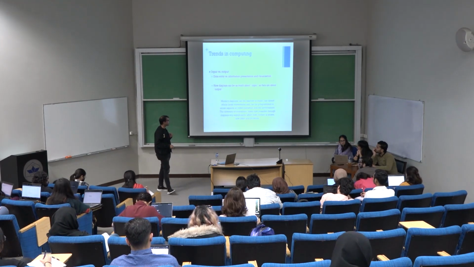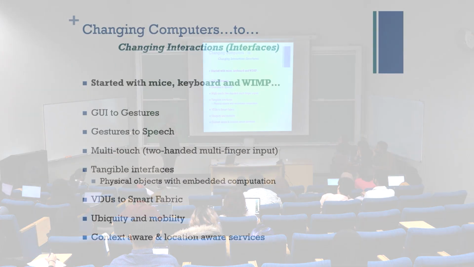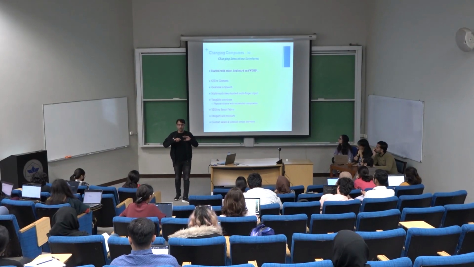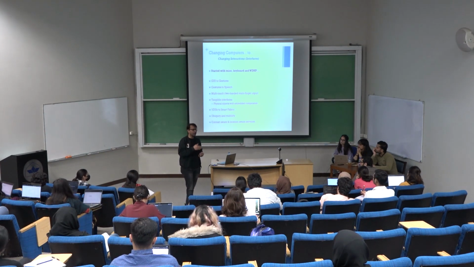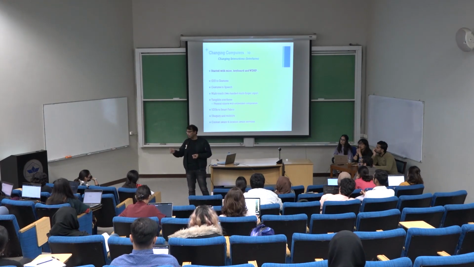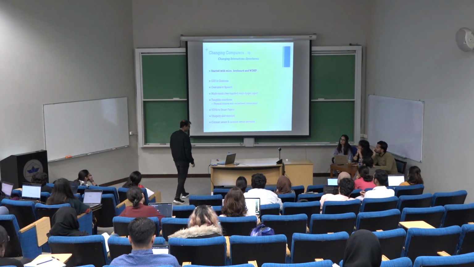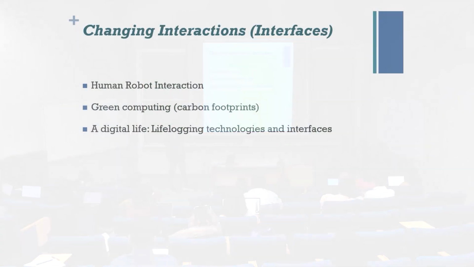Agar aap aage jaake dekhein in cheezon ko, so hum kaise graphical user interface se ja rahe hain, gestures ki taraf, gestures se speech ki taraf, multi-touch, tangible, smart fabric, mobility, context-aware computing, and I'll give you an example of each of these ideas. So that you know ke jo HCI ka discipline hai, wo kaise progress hua, or why people in our field are really spending billions of dollars in understanding brain and neuroscience, because we feel that is the future. And then there are examples of human-robot interaction, there's green computing, and there's complete life-logging technologies, which I'll talk about in the next lecture.